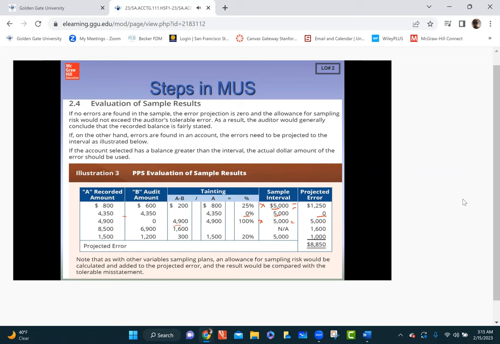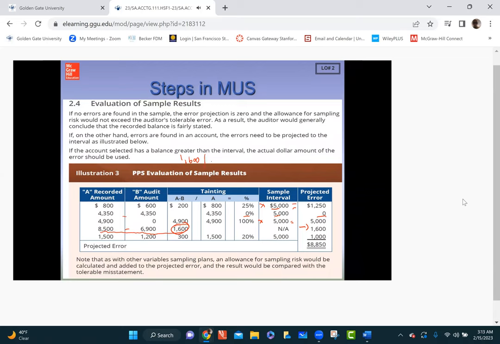Now, this is important right here, guys, take a look. When you have an item that is bigger than the sampling interval, you don't do the tainting calculation. You get strange results if you do that. You simply take that entire error and you bring that to your projection, okay? You have to be careful there. You can't do it that way. If you were to sit here and say, okay, I've got an account balance of what? I've got an error, I should say here, of 1600.